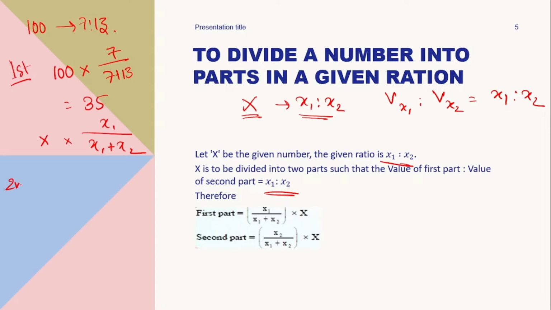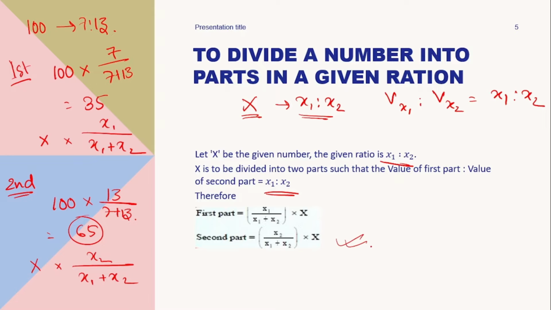And for the second part, in the previous slide you can remember that 100 into 13 by 7 plus 13 can also be written as 65. So in these circumstances it can be written as X into x2 by x1 plus x2. I think you all understood these two parts. So let's go to the next.